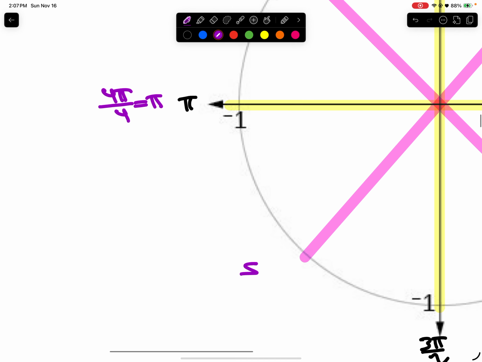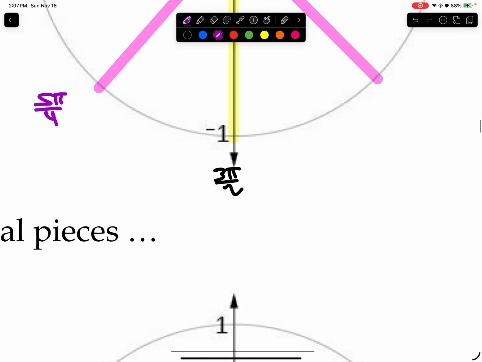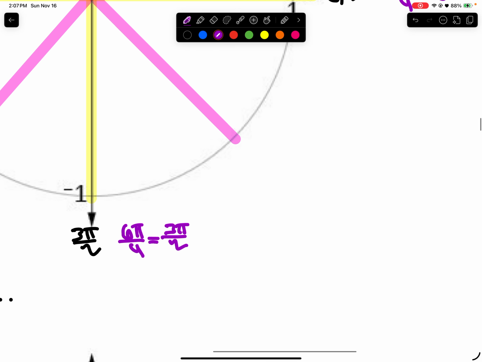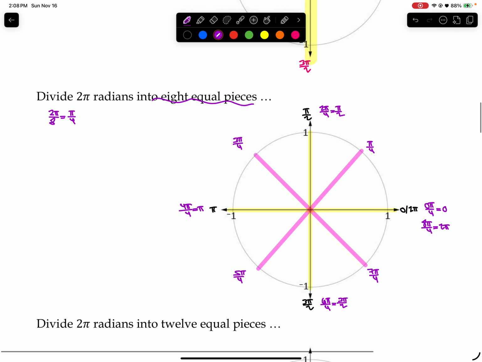And then 5 pi over 4, which doesn't simplify. 6 pi over 4, which simplifies to 3 pi over 2. And then 7 pi over 4, which does not simplify. And then 8 pi over 4, which is 2 pi. So now we have these measures of our unit circle.